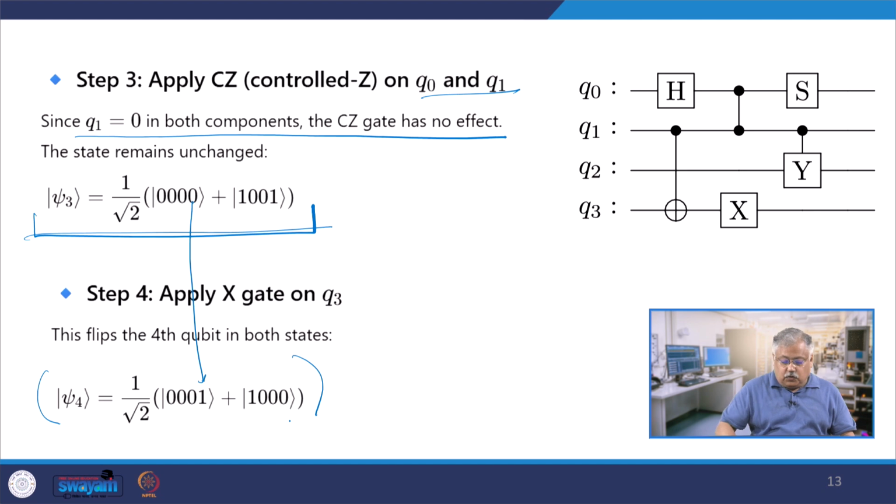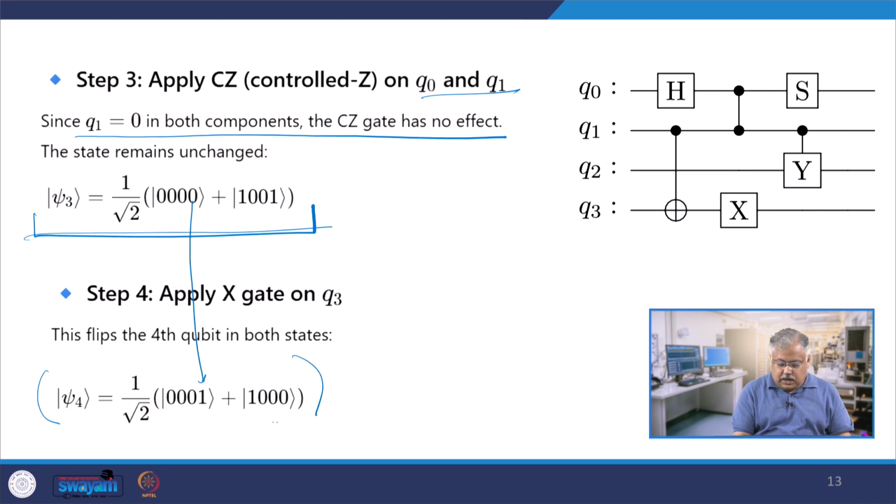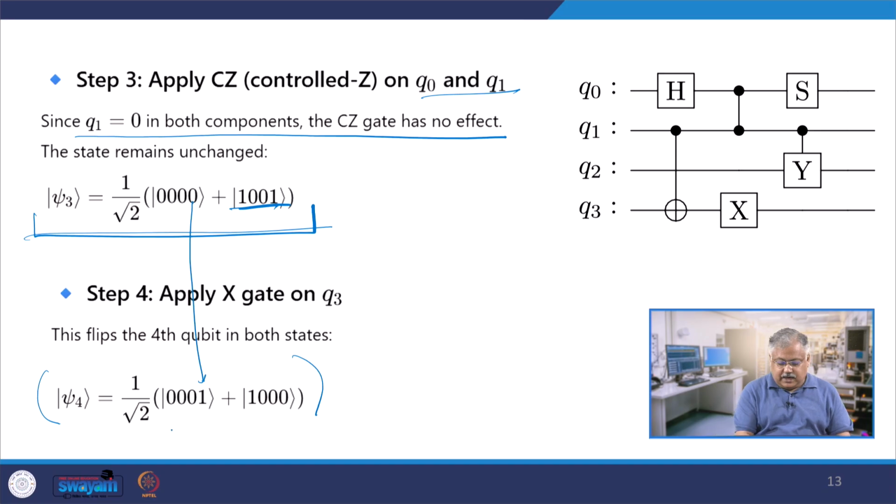So 1 0 0 1 is coming from where? 1 0 0 1 is coming from this one, right? And so this is 1 0 0 1. When this 1 flips to 0 and 0 flips to 1, which I have already discussed, and 1 flips to 0 and 0 flips to 1, we get this as the fourth qubit in both the states, right.